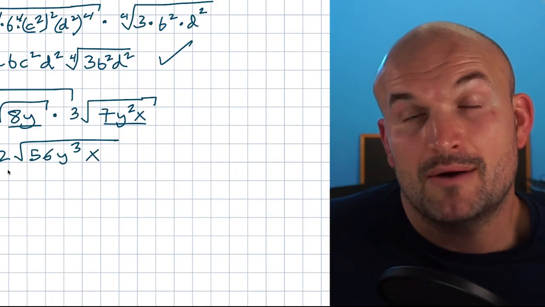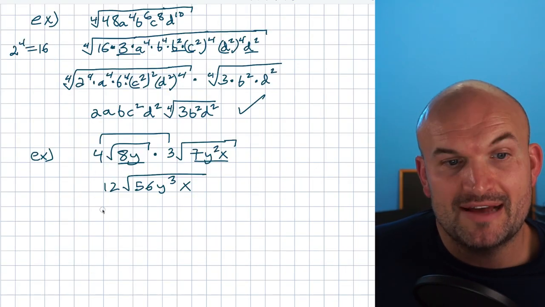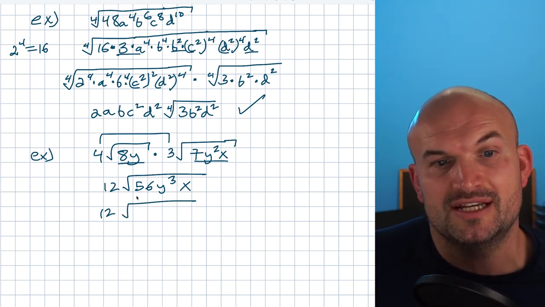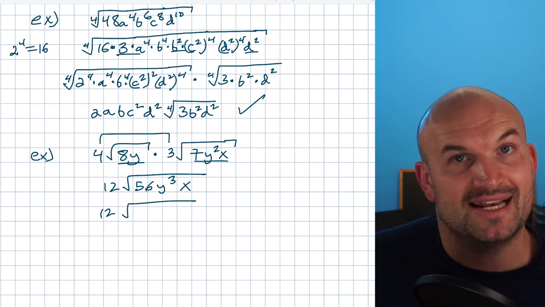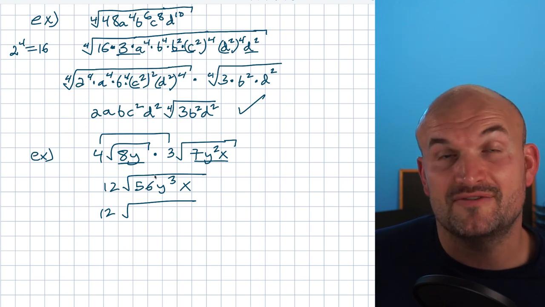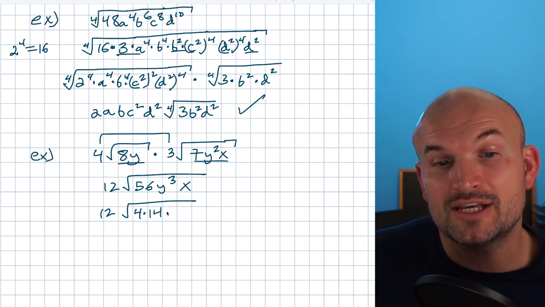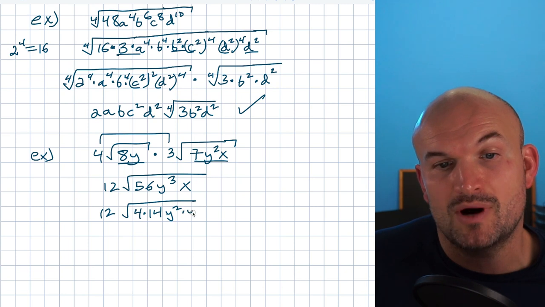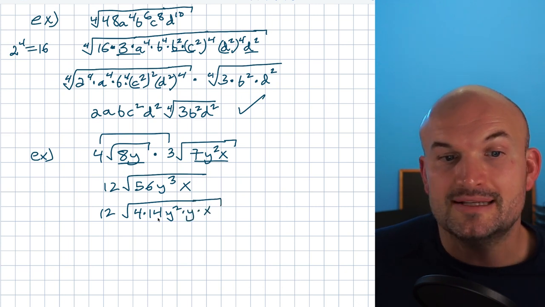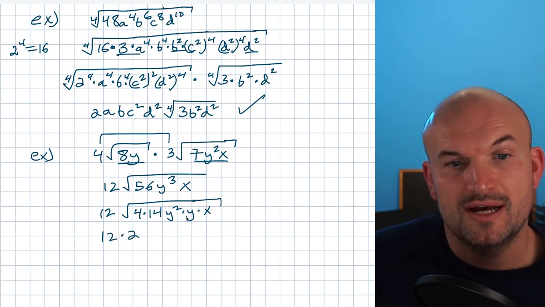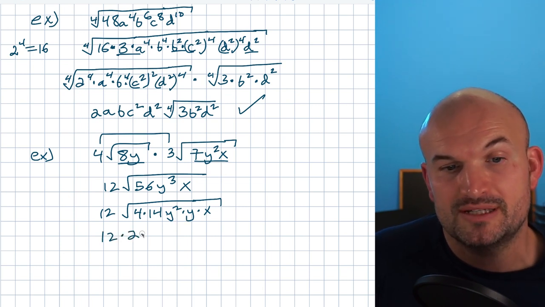Now, when I'm taking the square root, now we're just going to do a simplifying problem. So I'm going to have the 12, which is multiplying on the outside. Now what I want to identify here is how many times does 16 go into 56? I know 4 divides into 56 14 times. So I can say 4 times 14. And then I can rewrite y cubed as y squared times y, and then times an x. Now what I can do is I can just take the square root of my 4, so that's going to be a 2, and I can take the square root of y squared, which will be a y.